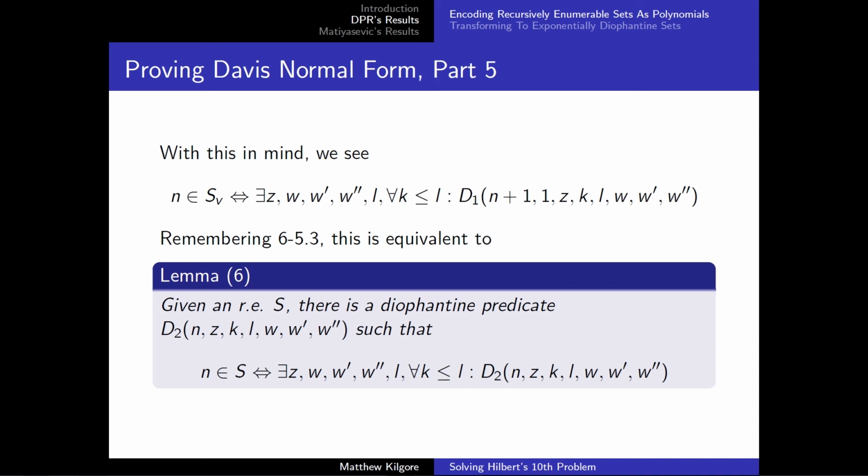Given a recursively enumerable set S, there is a diagonal predicate D2 of N, Z, K, L, W, W prime, W prime prime, such that N is an element of S if and only if there exists a Z, a W, W prime, W prime prime, and an L such that for K less than or equal to L, D2 of N, Z, K, L, W, W prime, W prime prime.